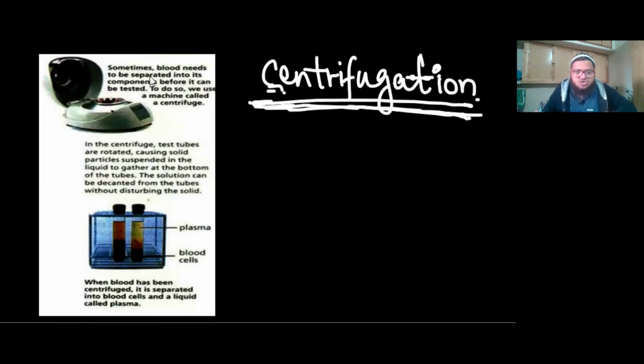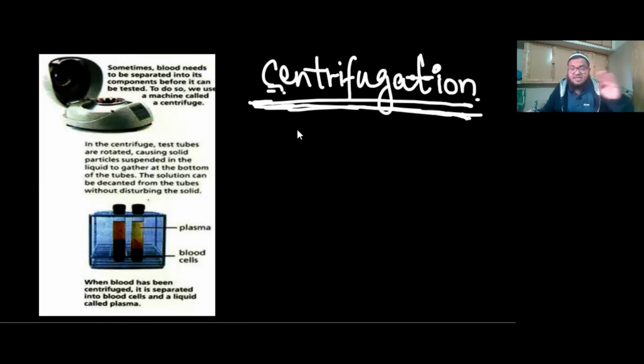Sometimes blood needs to be separated into its components before it can be tested. To do so, we use a machine called a centrifuge. This is a machine where the process of centrifugation takes place. Now, if you have a bit of knowledge of biology, you know that blood is made up of plasma and cells, blood cells, right? Blood cells are white blood cells, red blood cells, platelets. Now, plasma and cells, which of the two is going to be denser? The cells, of course, right? Plasma is the liquid portion of the blood.